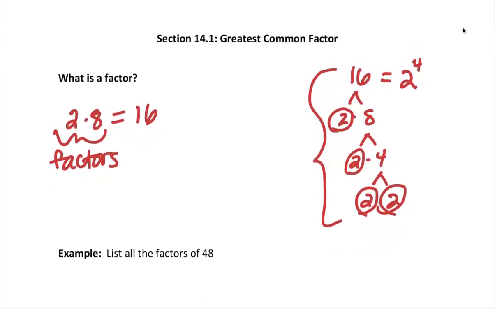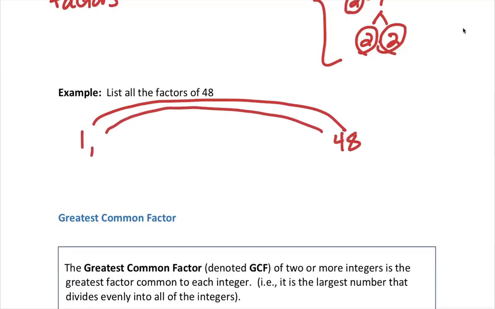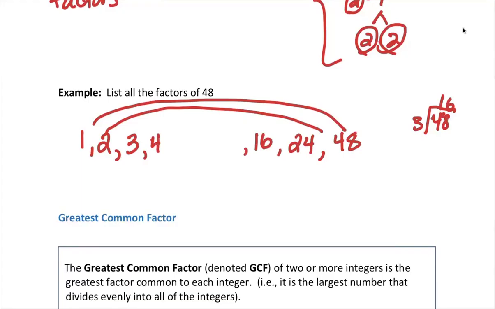If we were asked to list all of the factors of a number, list the factors of 48, I'm going to list these in pairs so that I make sure I get all of them. So 1 times 48. What would be the next pair of numbers that multiply to 48? 2 times 24. Can we divide 48 by 3? Yes, we can. So 3 times 16. How about 4? 4 times 12 would be 48.